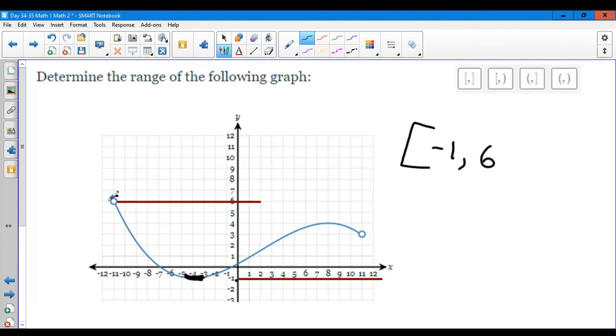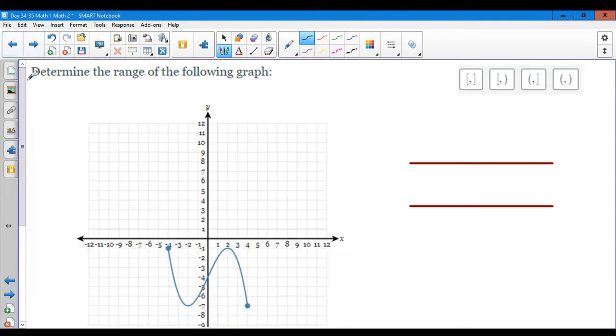But this open circle here means that it does not equal exactly. So we don't use a bracket, we use a parenthesis. So for open circles, parentheses. For filled in dots, we'll use brackets. Okay, and let me show you another one.